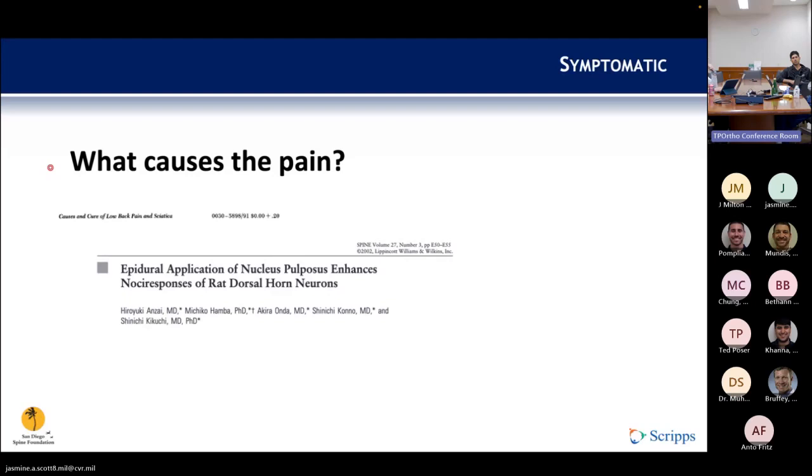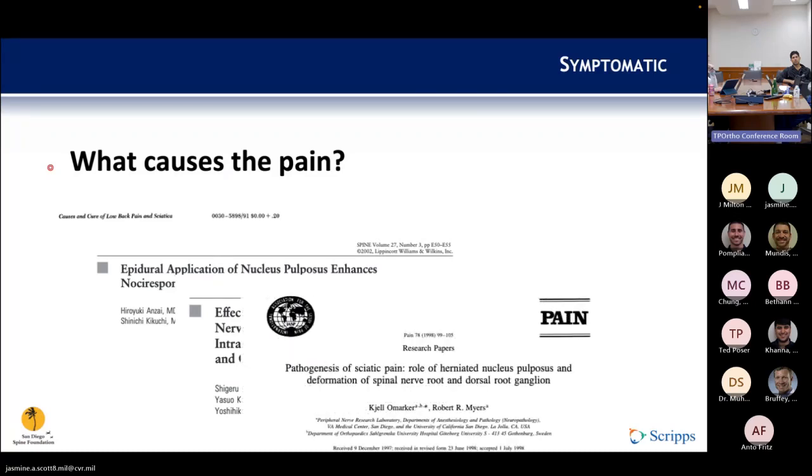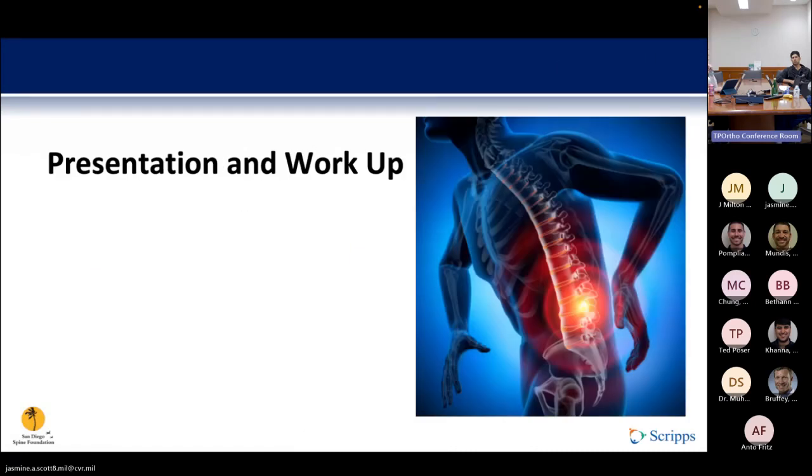They're looking at animal studies. This one was in rats. This one was looking at nitric oxide, cyclooxygenase, just cytokines in general. And then this study was in dogs. I think my takeaway from this is that this is something that we're still seeking to understand better, and we need further research. All right.